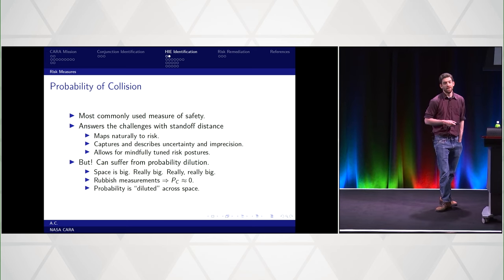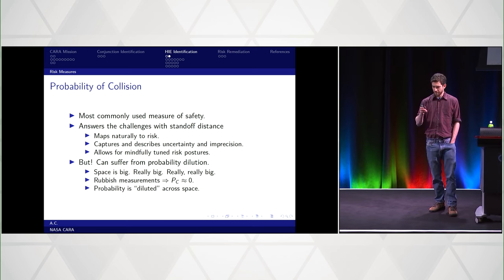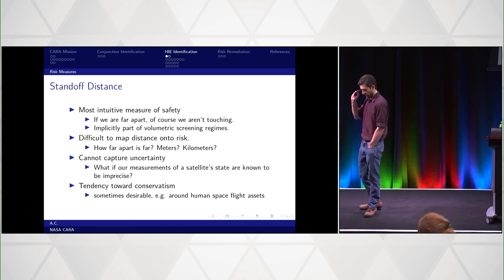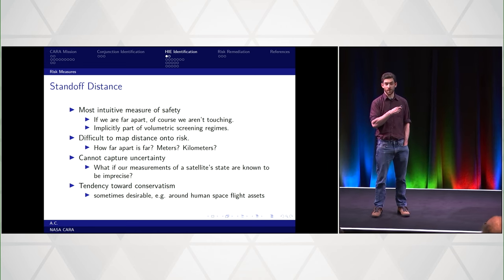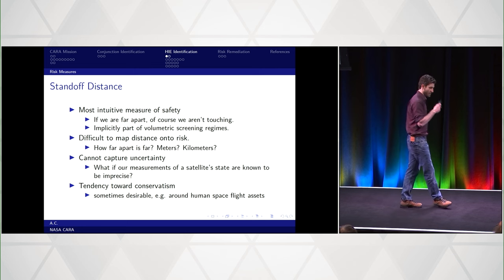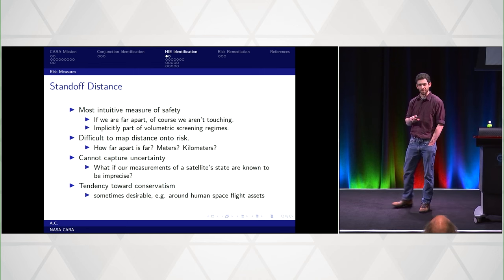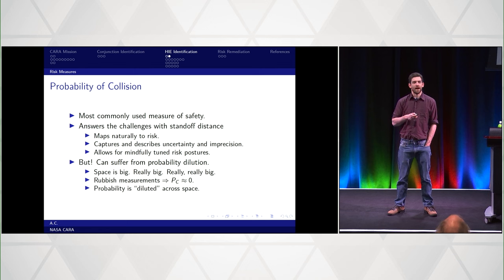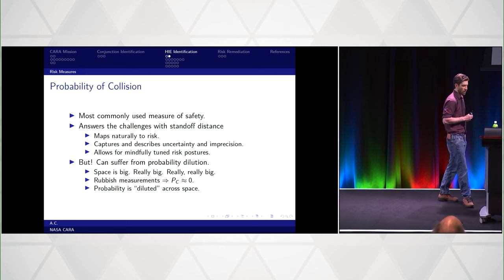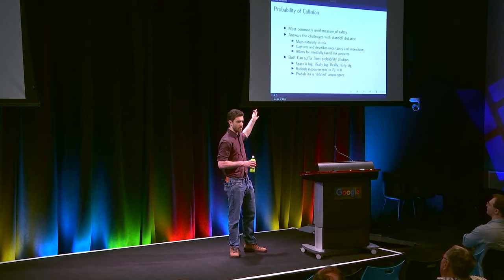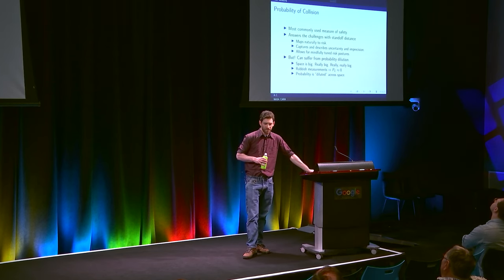Let's use, instead of standoff distance, which, by the way, sorry, I leapt ahead too early there. That conservatism is useful for human spaceflight assets because even though the satellite that I mentioned earlier is, according to the Department of Transportation, worth more than a human life, that's not the policy that NASA follows. So we try very hard to keep things like the ISS from going up in flame. But for attritable assets, we want to be more measured in our response. So what we do to track uncertainty is we use the standard quantification of uncertainty, probability. This is the industry standard. It solves most of the problems that we have with standoff distance. It does have one significant problem.